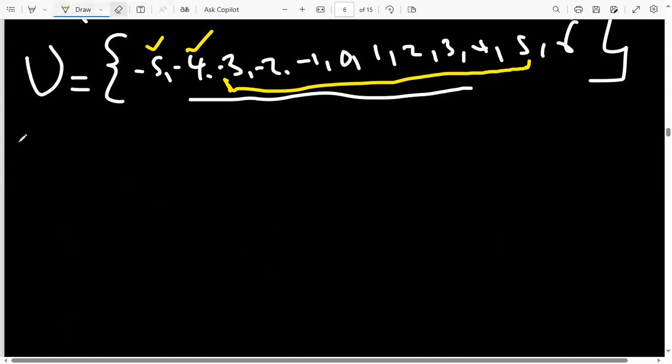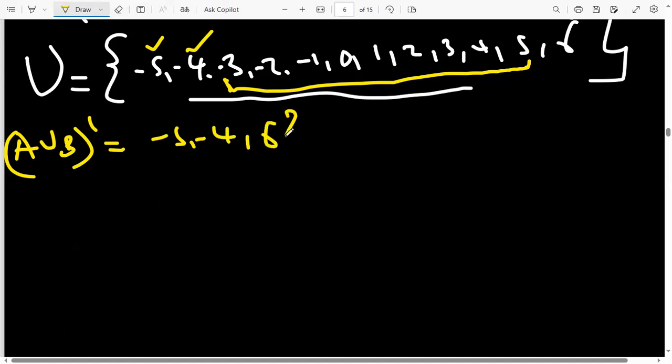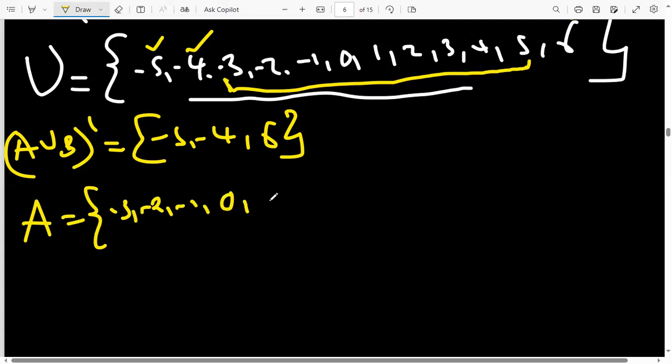All right, so let's say A union B complement. We found that this was just -5, -4, and then what? 6. This is what we found here. Okay, so now let's list A and then try to get the A complement. Okay, so the set A was -3, -2, -1, 0, 1, 2, and then 3. Okay, so this is the A that we had. So now we want to find the A complement.